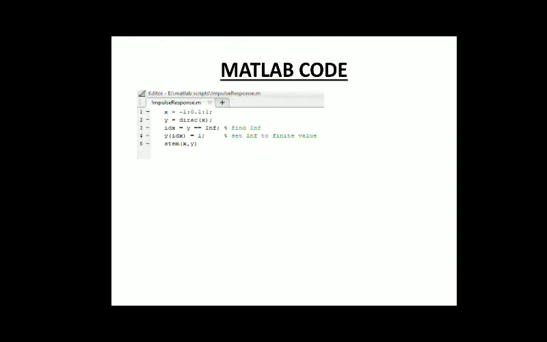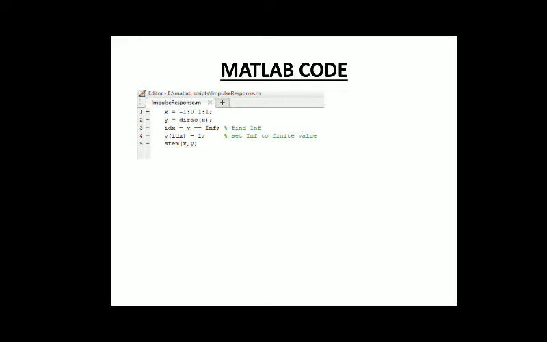So let's run the MATLAB code for showing the output of the unit step function. We'll generate the unit step function in MATLAB. For that, the file name, as you can see, is impulseresponse.m. You can give any file name, but it must not start with any number.